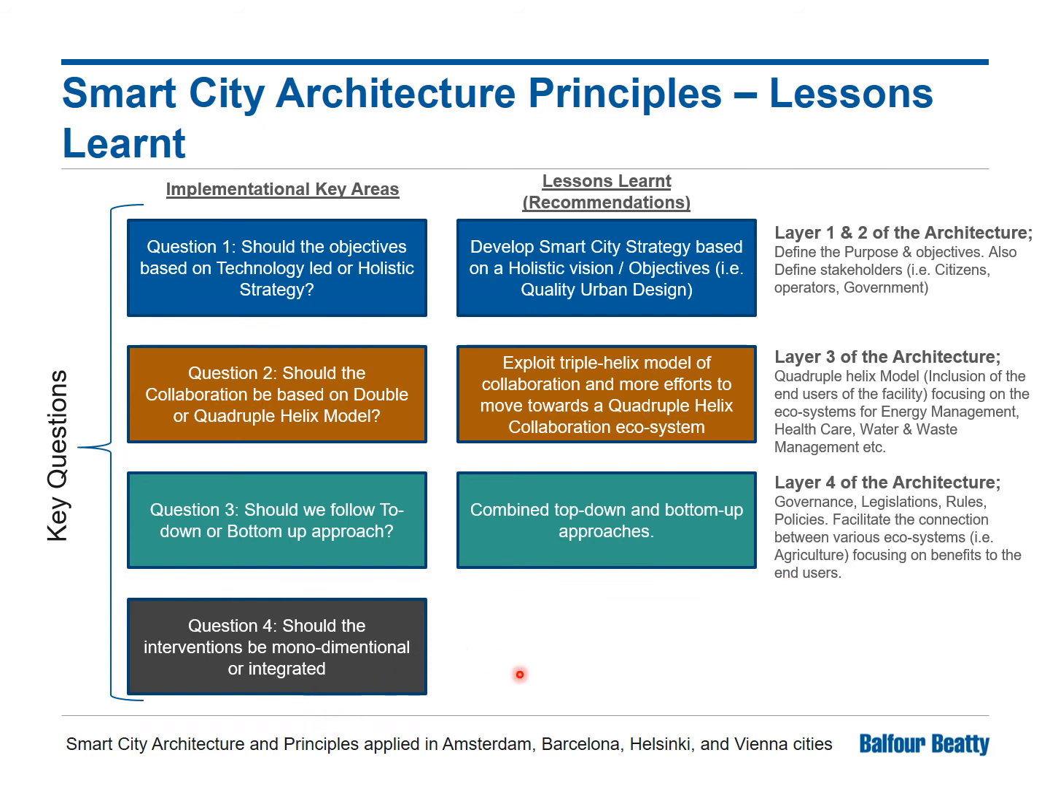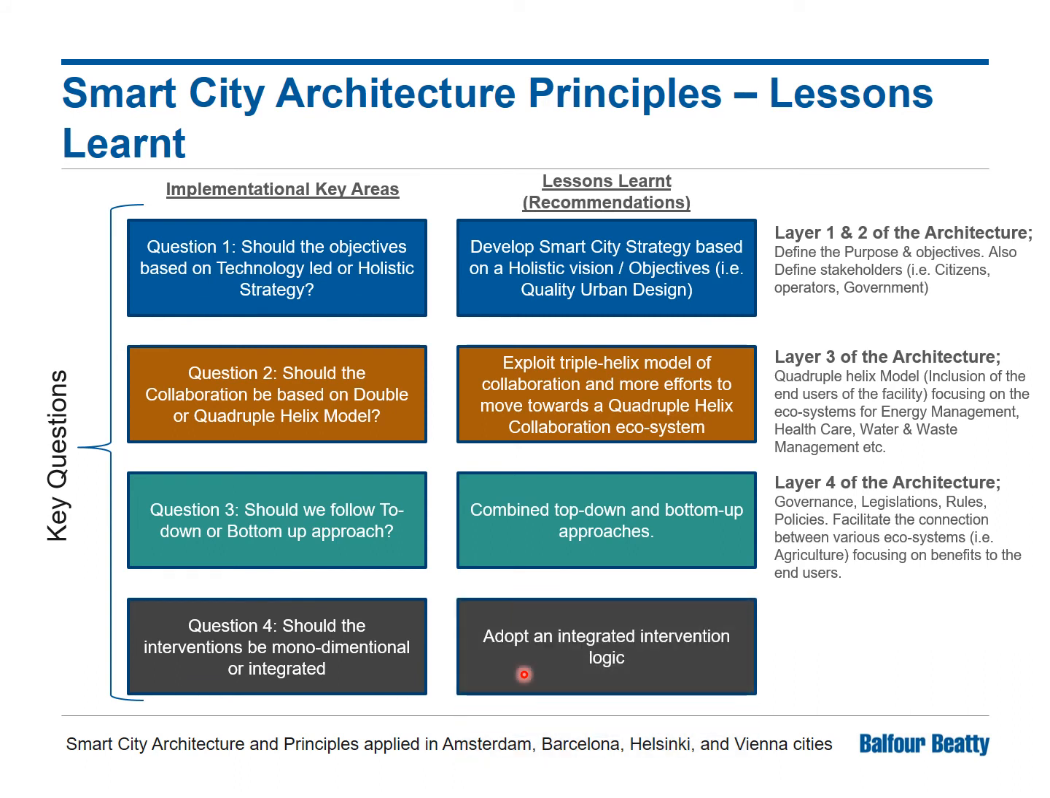Question 4 is about interventions. Should they be monodimensional or integrated? The recommended answer was that we should have an integrated approach, and this particular question is related to layers 5 and 6 of the architecture. Remember, this is a level where you have multiple functional city systems, and the hard infrastructure is at this level, so we should have a better approach.